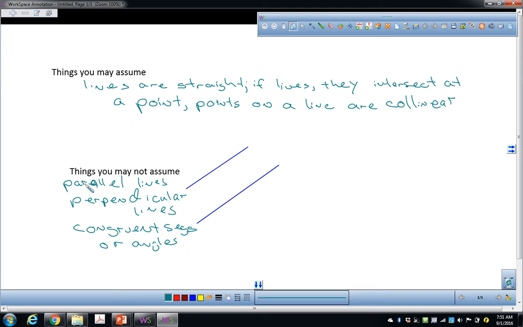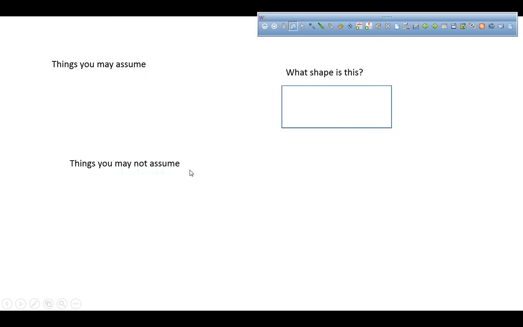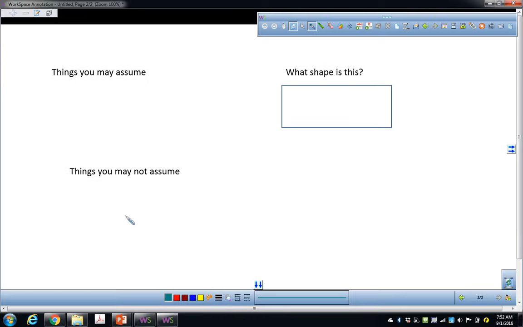I never really talked too much about this, but with parallel lines, you can't assume things are parallel unless they tell you that. Perpendicular lines, congruent segments. So going on, okay, what shape is this? What shape is that? It looks like a rectangle. What shape is it, Trevor?